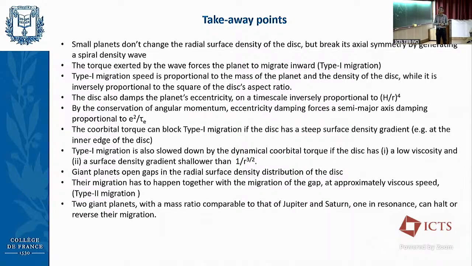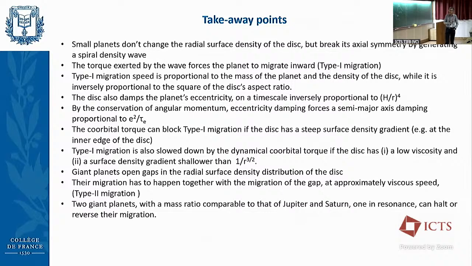Type 1 migration has a speed proportional to the mass of the planet and the density of the disk, and it's inversely proportional to the square of the disk aspect ratio. The disk also dampens the planet eccentricity on a much faster time scale, inversely proportional to the aspect ratio to the power 4, not 2. And the conservation of angular momentum tells you that when the eccentricity is damped, the semi-major axis is damped as well at the rate of the eccentricity damping rate, which overcomes the normal migration rate until the eccentricity becomes 0, then again at the normal migration rate.